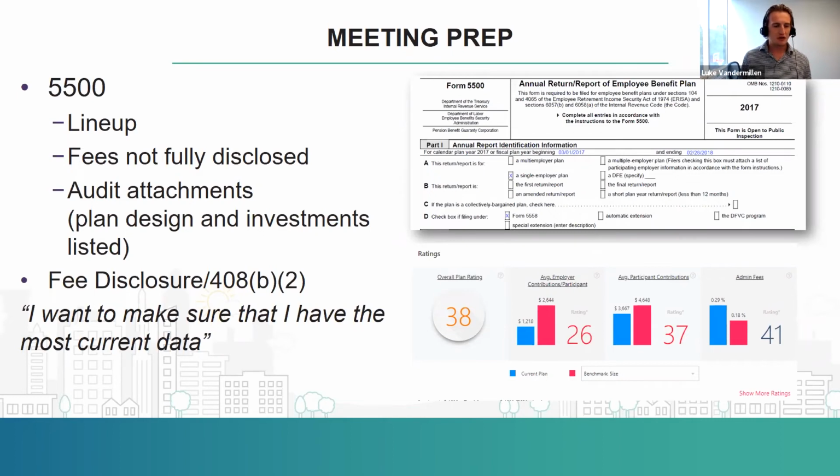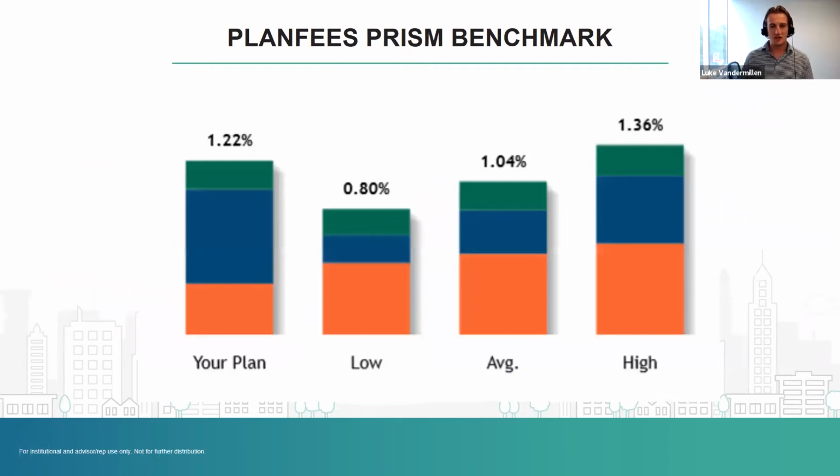After a little fuss with the prospect, the advisor was able to get his hands on the 408(b)(2) to make sure that they had the most current data. Then they input that data into the PlanFees Prism. What they essentially did was create a custom benchmark for this prospect, again in under 5 minutes, to take a look at the different sections of their plan to see what's reasonable and what's not.